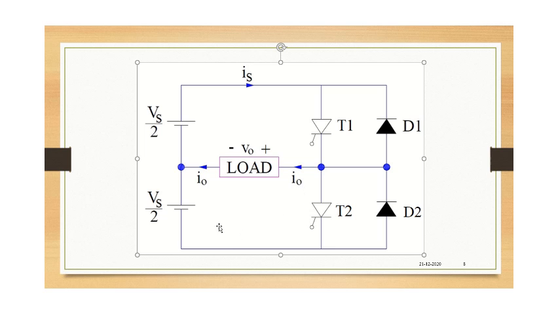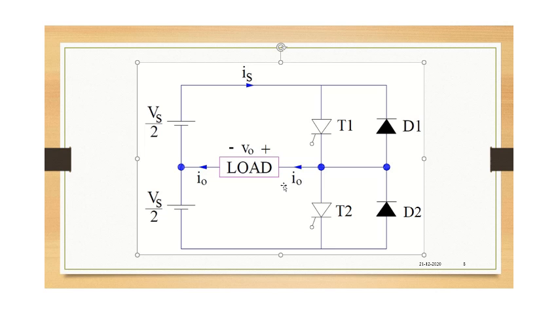So the conduction of the circuit will be in this direction, right? So T2 is now turned on, meaning it is acting as a short circuit. So current will flow in this direction. So observe here, you have Vs by 2 connected here. Since the current is flowing in this direction, the voltage across the load will be positive here and negative here.